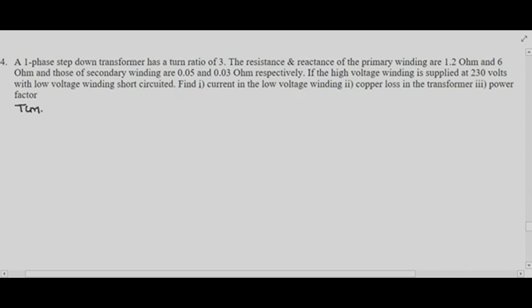What is the turns ratio given? Turns ratio equals 3. Then R1 equals 1.2 ohm. X1 is equal to 6 ohm. Then R2 is equal to 0.05 ohm. X2 is equal to 0.03 ohm. Okay, this is the data given to you.